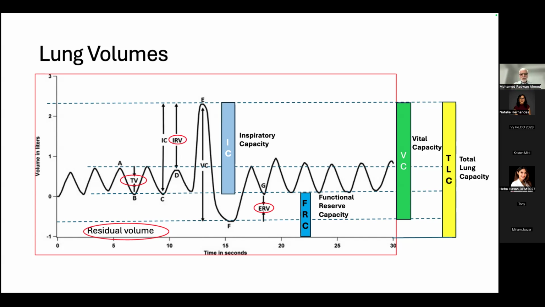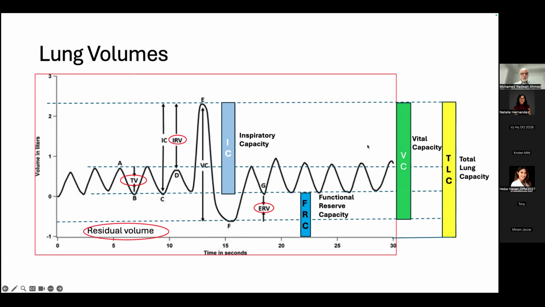All right. So you can measure the vital capacity from that graph. If you expire, like exhale, the tidal volume and the expiratory reserve volume together, you can measure the vital capacity. And this is what we do in spirometry. I will show you in a minute.